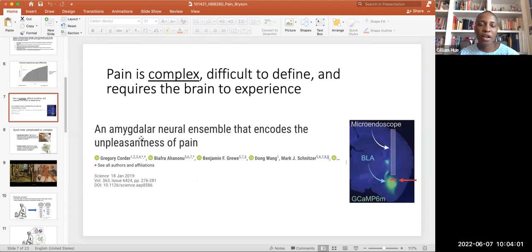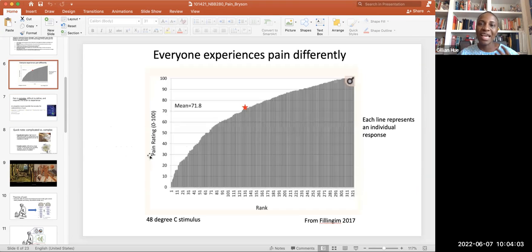So there are people who have different experiences of pain. This is a really important graph in pain. What it shows is each line is a different person and how much they rated a pain scale from 0 to 100.